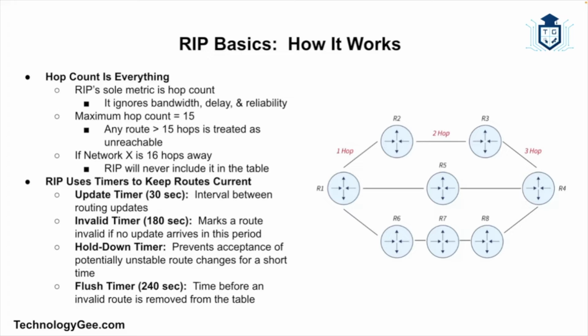And then also RIP uses timers to keep everything fresh. RIP is built on timers, and here are some of the key ones. You have what is called an update timer, and that is 30 seconds long. This is when routers send out routing updates. You have what is called an invalid timer, and this is 180 seconds long. If a router doesn't hear about a route in 180 seconds, it marks it as invalid. You also have what is called a hold down timer. This helps stabilize the network by preventing routers from accepting potentially bad updates for a certain period. Then you have what is called a flush timer, and this is 240 seconds. This is how long a route will stay in the table before being removed.